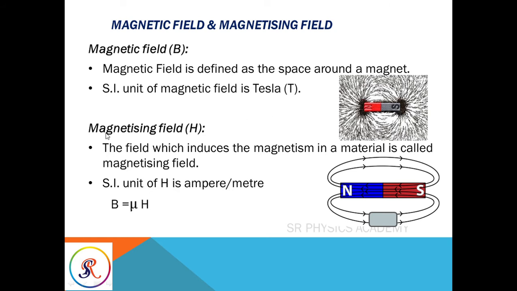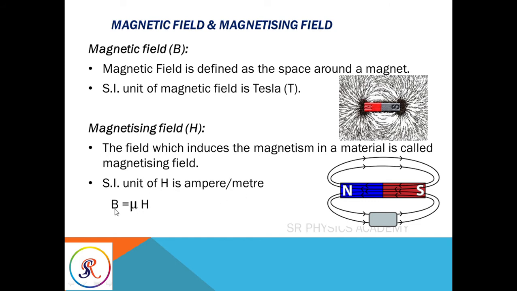Next is, what is magnetizing field? It is denoted by H. The field which induces the magnetism in a material is called magnetizing field. Here, when a magnetic material is placed in a magnetic field, magnetism is induced in it. Here, we are using an iron bar. The SI unit of magnetizing field is ampere per meter.